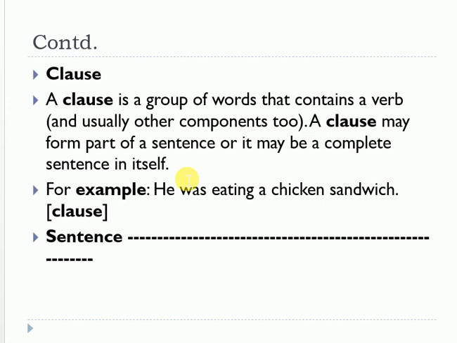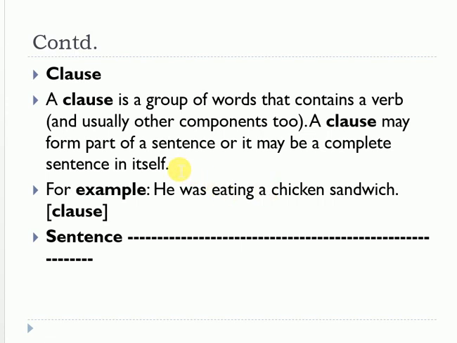A clause may form part of a sentence or it may be a complete sentence in itself. What differentiates a clause from a phrase is that it is necessary for a clause to contain a verb. It conveys a meaning: a complete meaning in the form of an independent clause, and an incomplete meaning in the form of a subordinate clause. So a clause may form part of a sentence or it may be a complete sentence in itself.